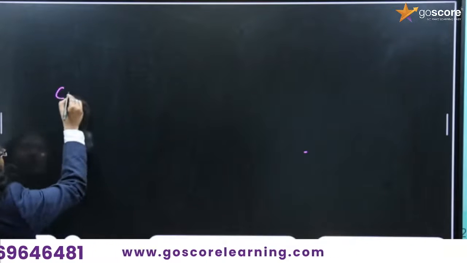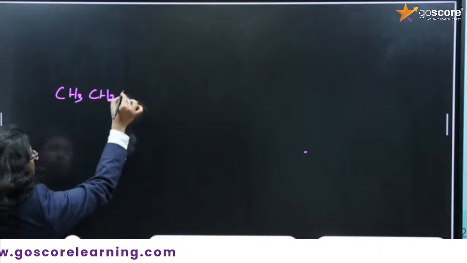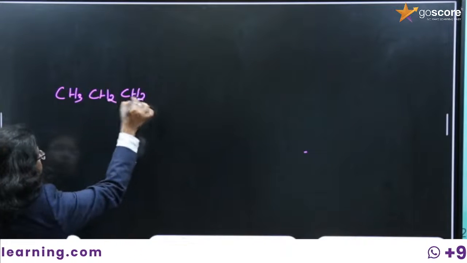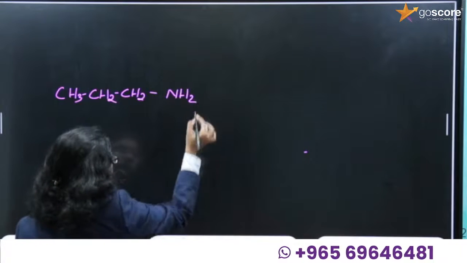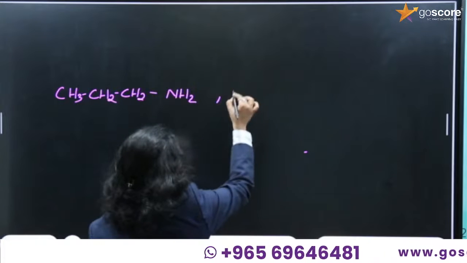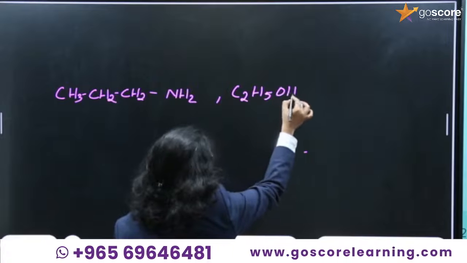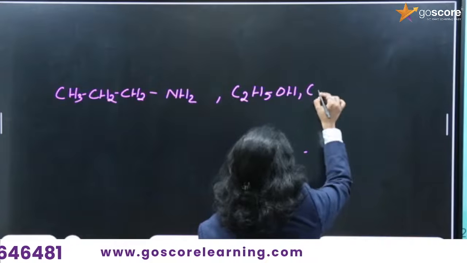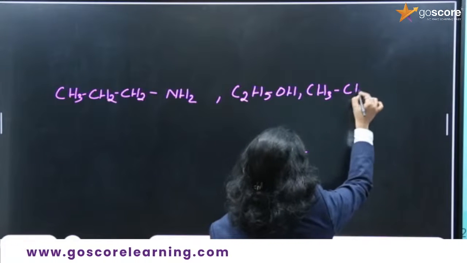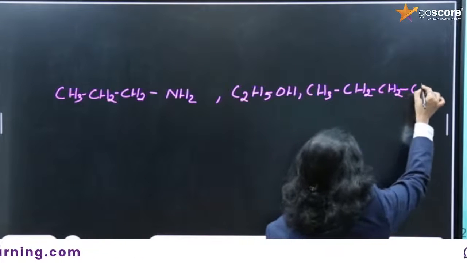Okay. Then can you tell me the order of these compounds? CH3CH2CH2NH2, then C2H5OH, then CH3CH2CH2CH3.